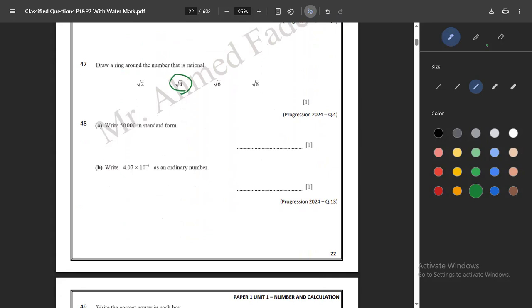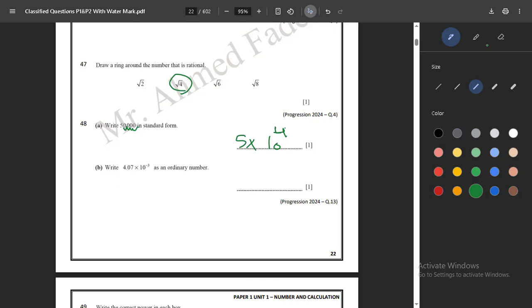Write this in standard form, 50,000, move it 1, 2, 3, 4. It is going to be 5 times 10 to the power of negative 4. And here as an ordinary number, which means write it in full. In multiplication, we agreed here it was 1, 2, 3, 4. Sorry, I made a mistake also here. It's positive 4. It is 5 times 10 to the power of 4, because I moved it to the left. Where I agreed left means positive sign. All right, good.